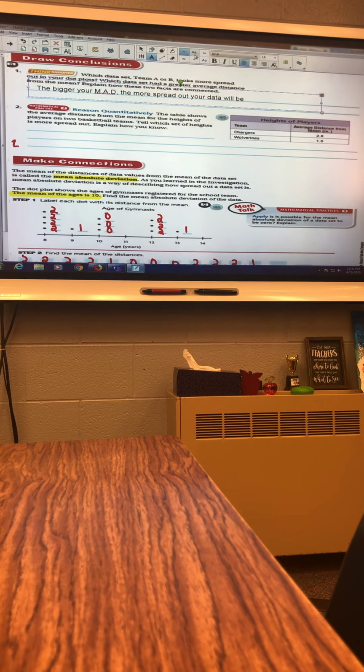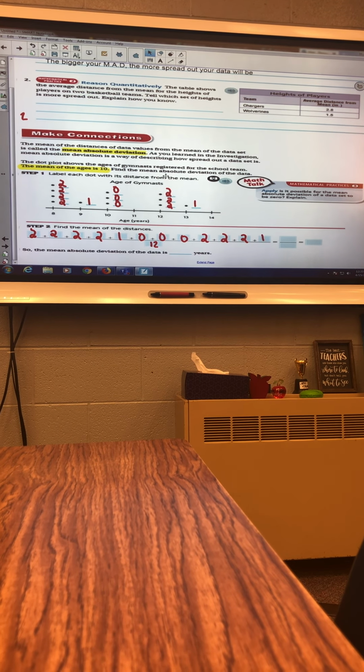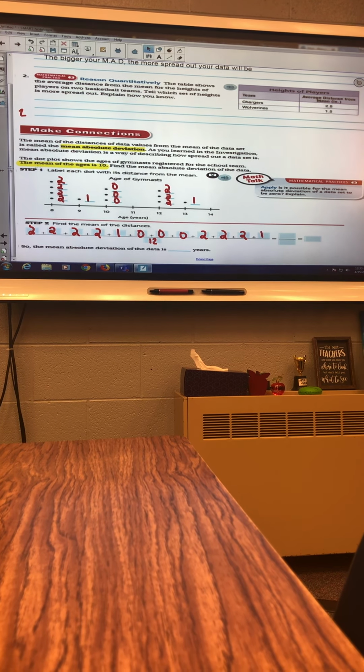So the mean of the distances of data values from the mean of the data set is called the mean absolute deviation. As you learned in the investigation, mean absolute deviation is the way to describe how data is spread out. Okay, this dot plot shows the ages of gymnasts registered for the school. The mean was 10. Find the mean absolute deviation.